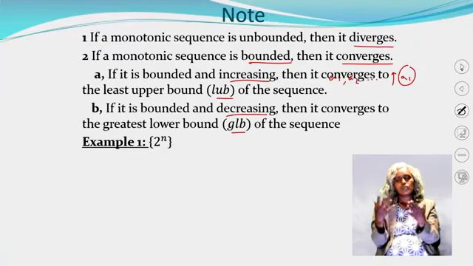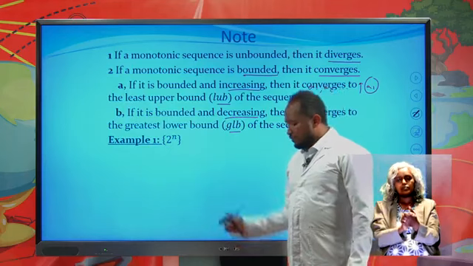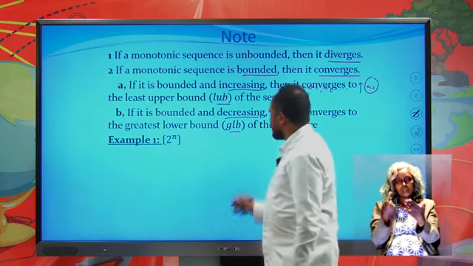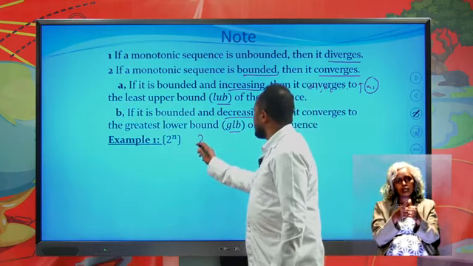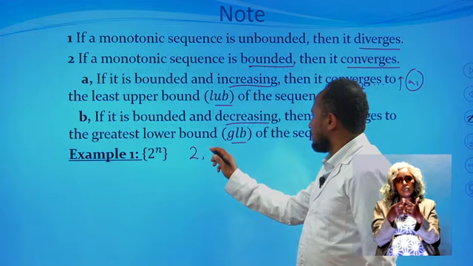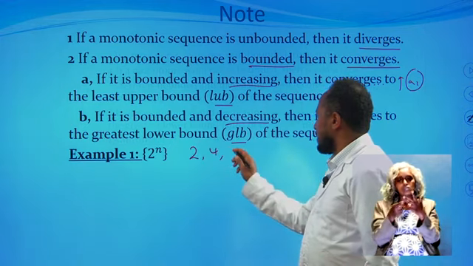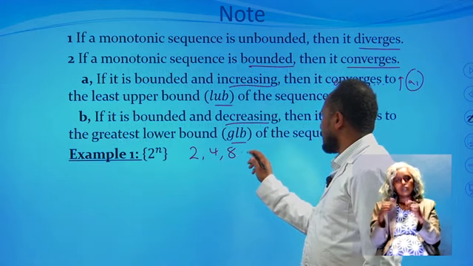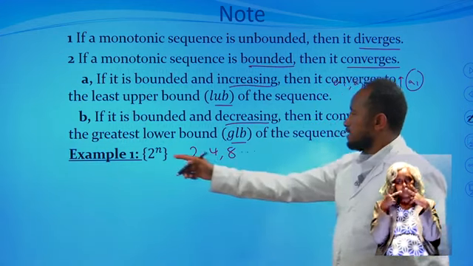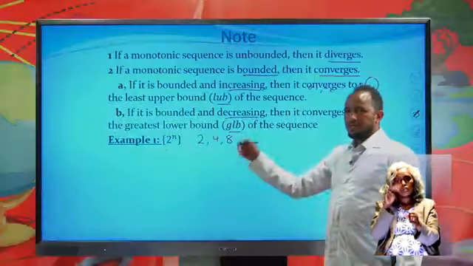If you take this one to the power of n, if you try to list the terms of this sequence, the first one is 2, the second one 4, the third 8. It goes on like this. As you can see, this sequence is monotonic, it's an increasing sequence.